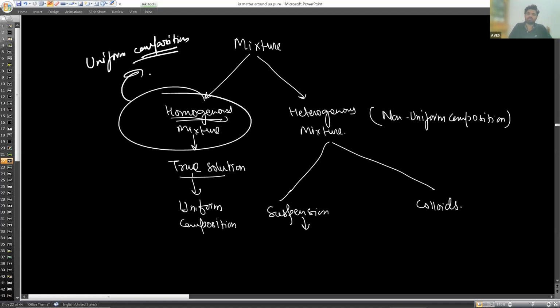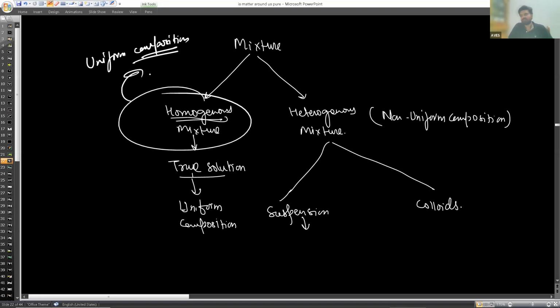For example, you make a glass of water and add some sugar to it, and you dissolve the sugar properly. If you dissolve the sugar completely, then if you take a sip of the water from the top or from the bottom, the sip will be the same, meaning the taste will be the same from all sides.